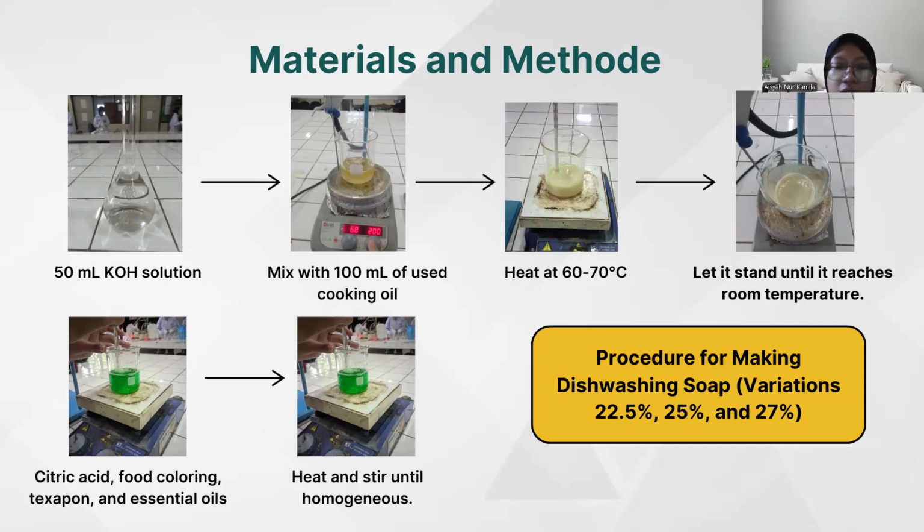Let the mixture cool to room temperature. Add citric acid, food coloring, and essential oils as additives. And then heat and stir until the soap is homogeneously mixed.